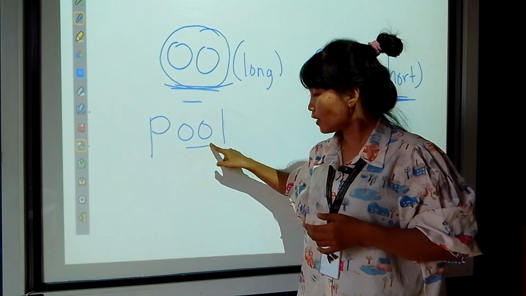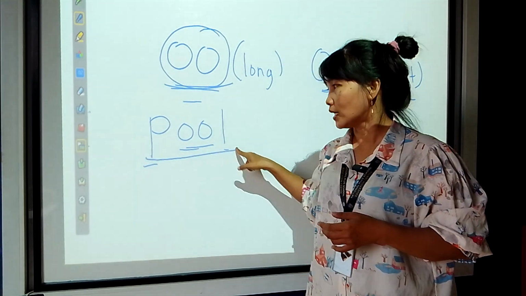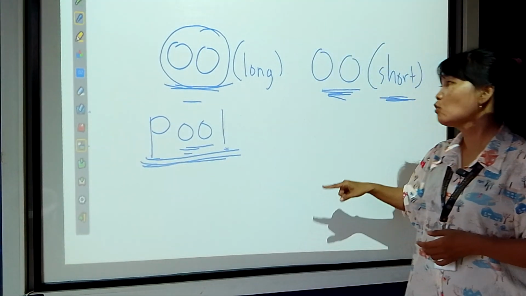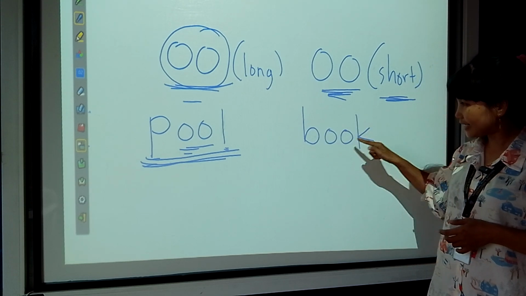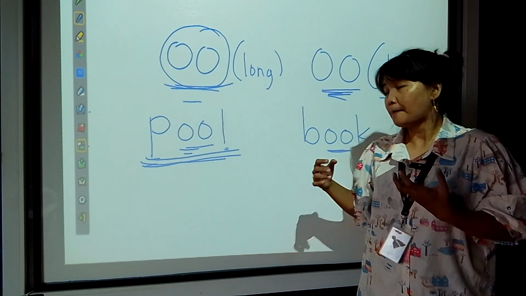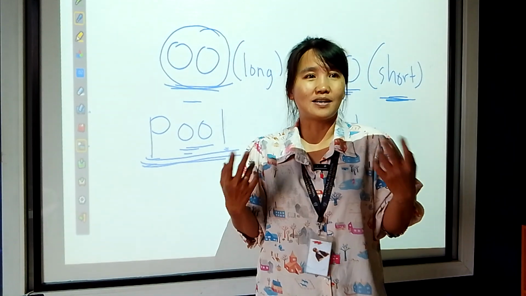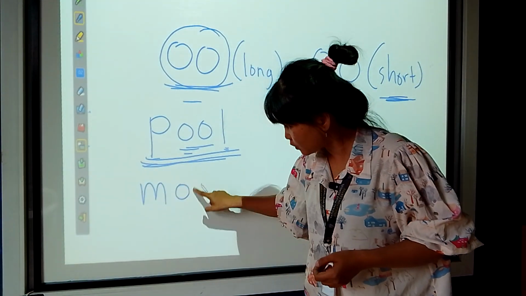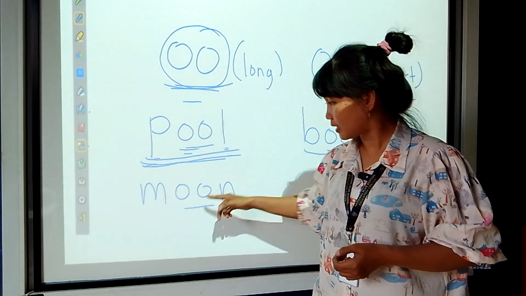So this is oo. For example, for the long one, we have this one. So this one becomes pool. Can you say pool? Pool. Meanwhile, this one, since the sound is short, you don't say book with the long sound, but you can say book. What's that? Book. Like I have 2 books. That's right. And then what about this one, guys? How do you read this one? This one is moon. That's right, because this is long, right?